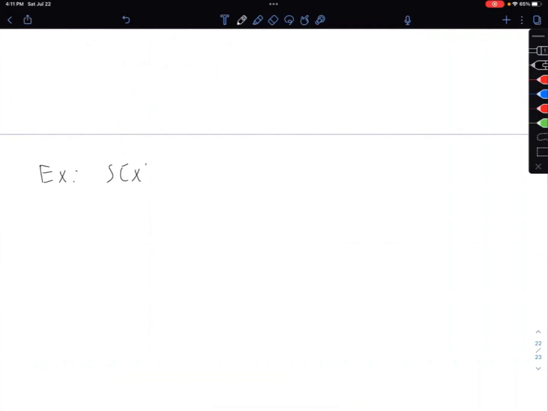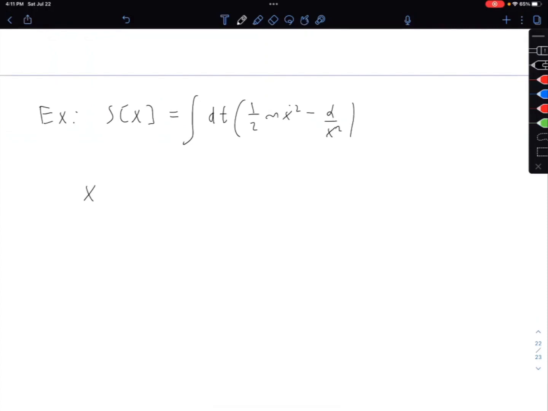Okay, so let's say that this is equal to the integral of dt, 1/2 m x dot squared minus some number over x squared. And this has a symmetry under x goes to lambda x, and t goes to lambda squared t. If you stare at this, it becomes obvious why this is the case, right?